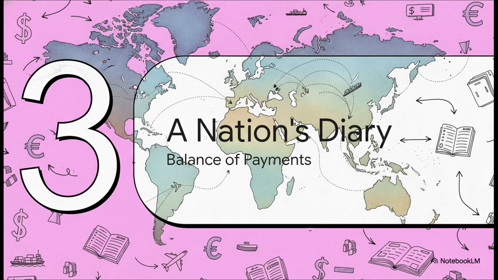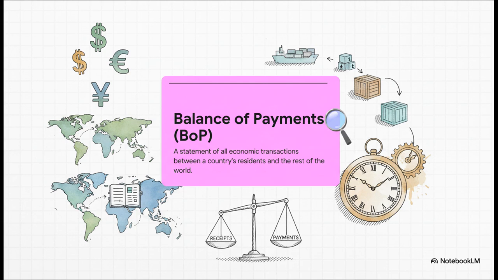Okay, let's zoom out for a second. We've been talking about individual transactions, but how does a country keep track of, well, everything? All the exports, the imports, the investments, all of it, every single day. Well, they do it with what I like to call a national financial diary. And the official name for this diary is the Balance of Payments, or BOP for short. It's a systematic record of literally every economic transaction between the people of one country and the rest of the world over a certain amount of time, usually a year. It's the ultimate financial scorecard for a nation's global dealings.